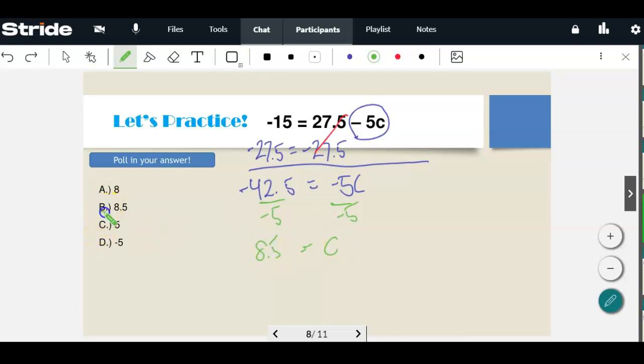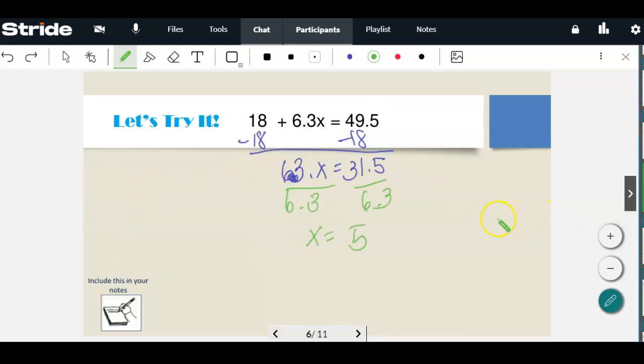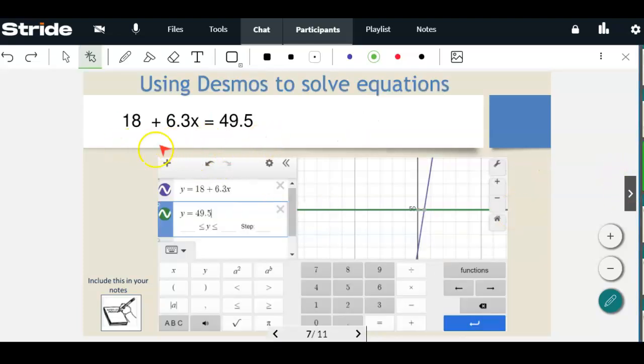Let me go back to this one and put it into the calculator, because this one will just be easier to see. This is the same equation. So what you have to do when using the Desmos calculator is take each side of the equation, 18 plus 6.3x, and set it up as y equals the left side, and then take the right side and put y equals. Let me put that into the calculator. I'm going to show you real quick.